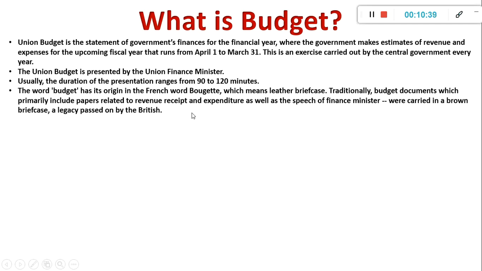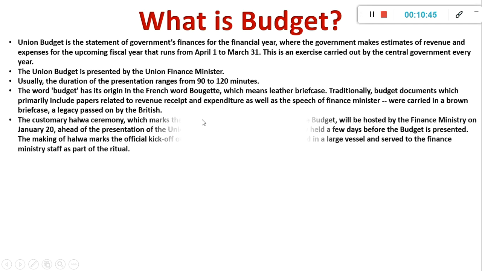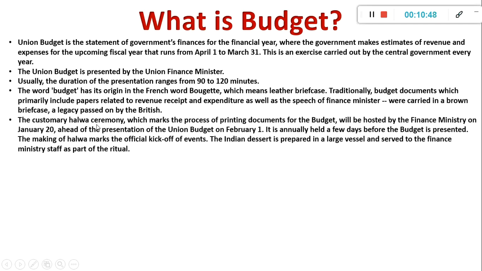So again, the red cloth thing you should know, and there is a term for that. I don't know whether it's in the slide, but definitely in the PDF you will get it. Now there is something called the halwa ceremony. You may think this is something silly, but it regularly happens every year, at least 10 days before the budget, where the budget is printed.